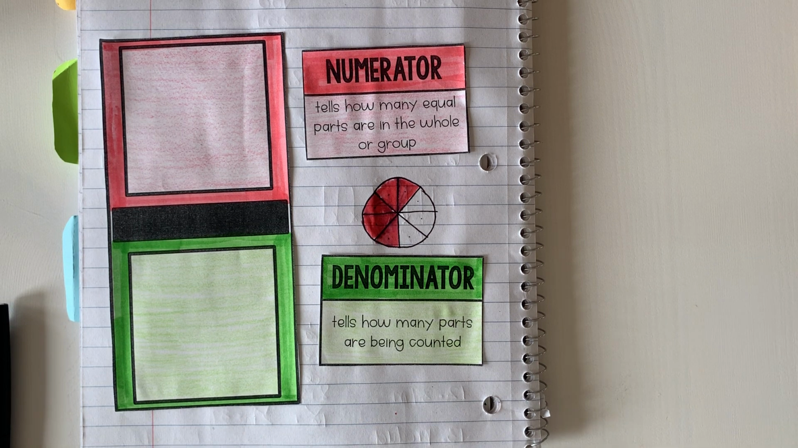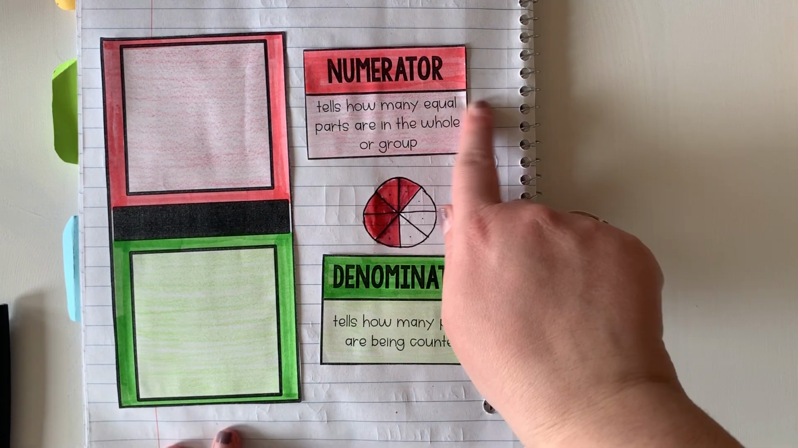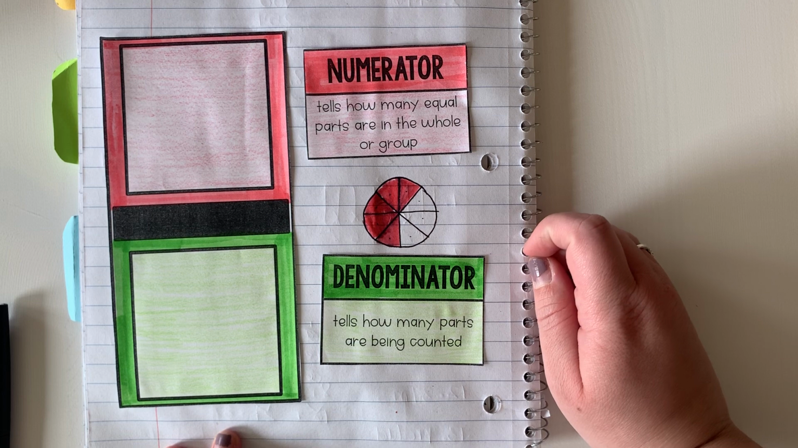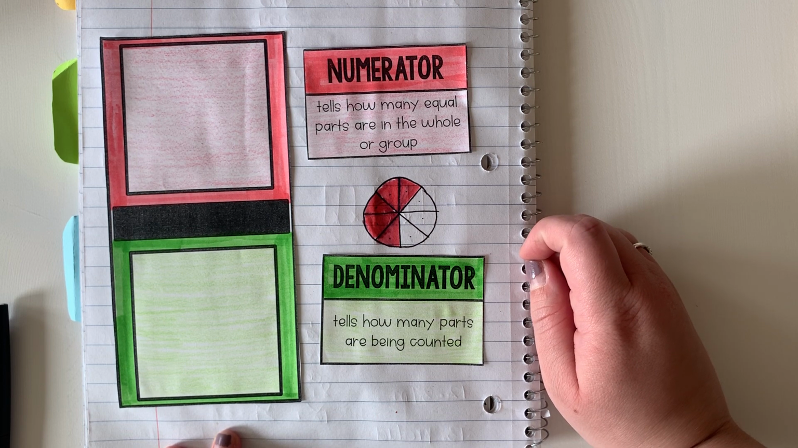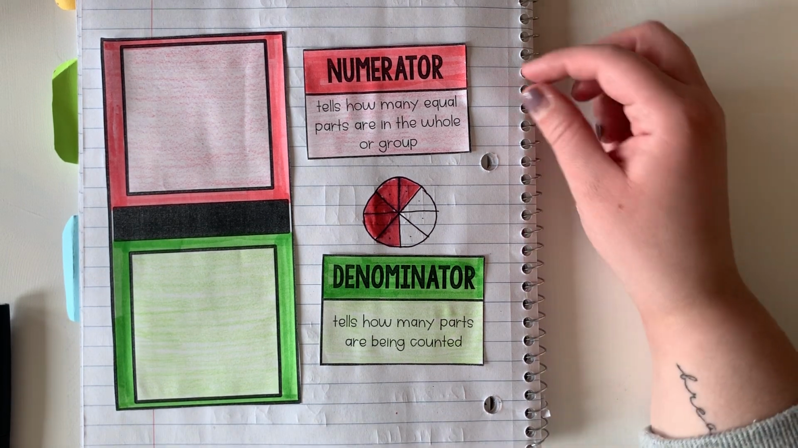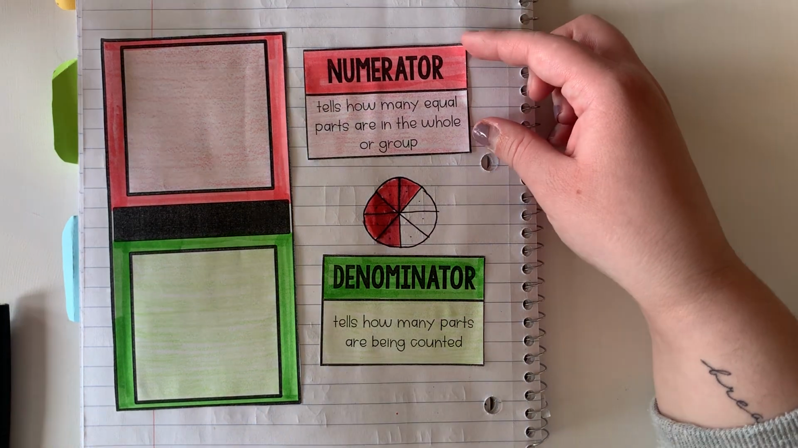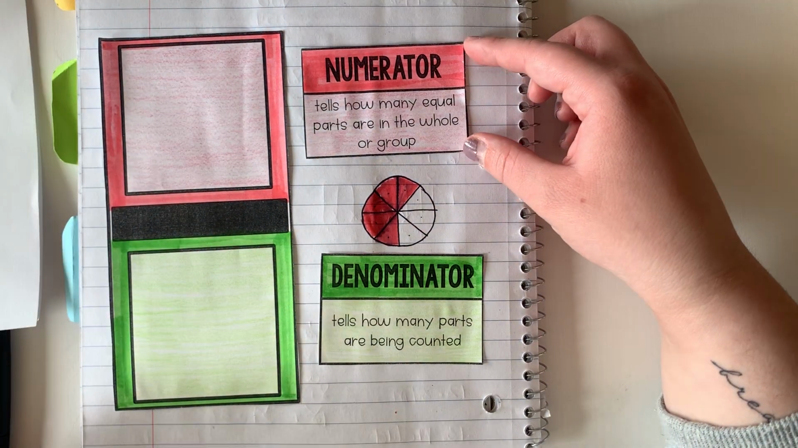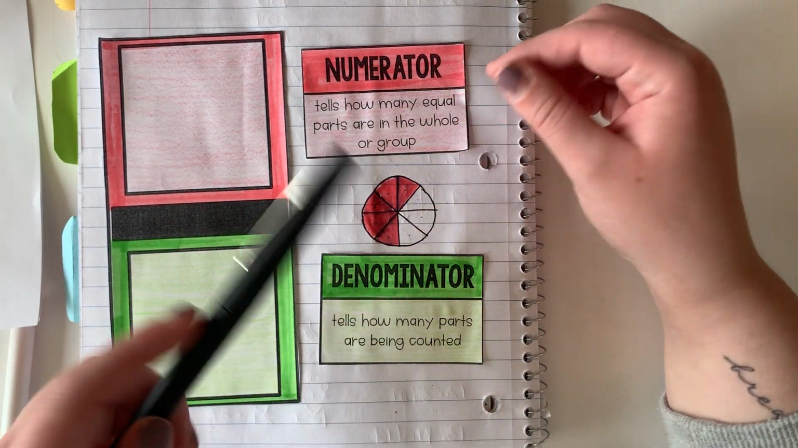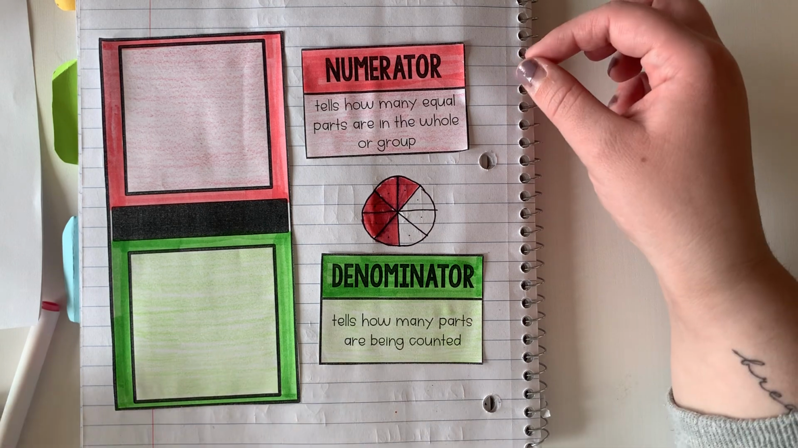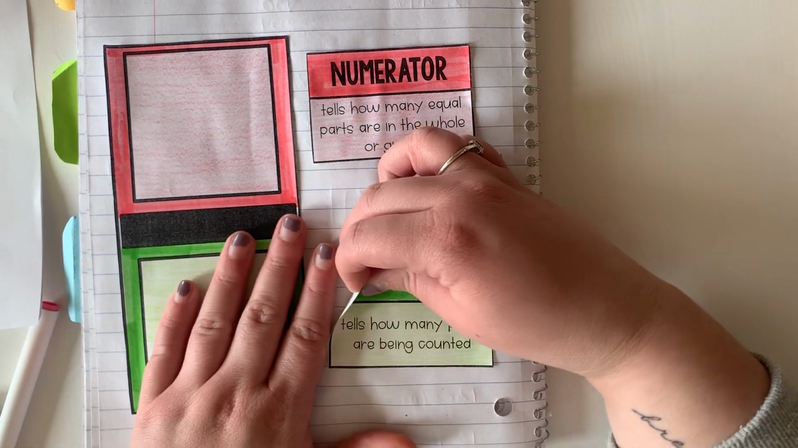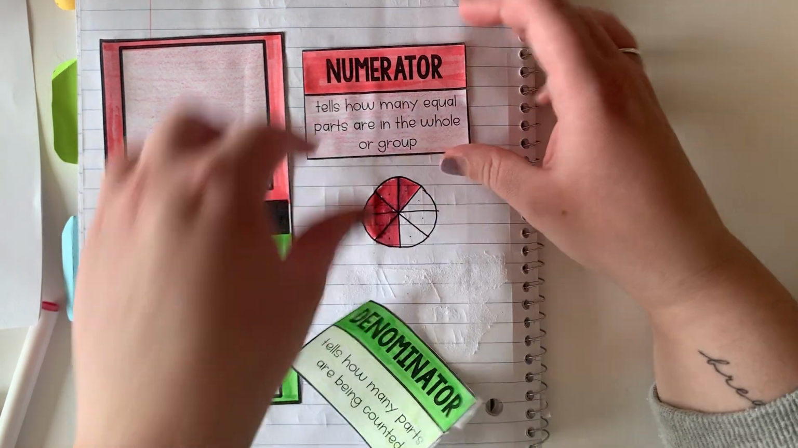Okay, now we're ready to fill out our fraction. So the numerator is how many equal parts are in the whole or group. So these are wrong. Hold on. They have the wrong definitions with the wrong things. So you need to fix that. Let me see if I can, okay, it came off pretty easily.